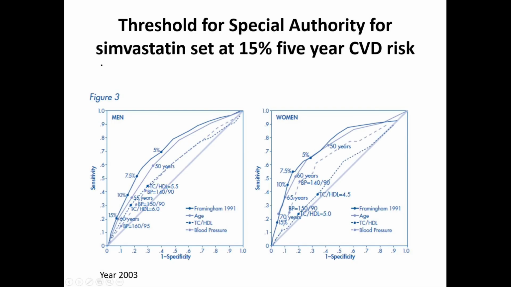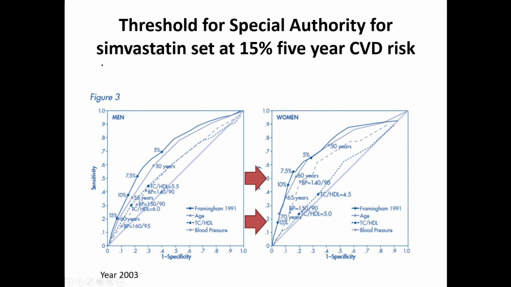So let us go back to the ROC curves, and we find that in 2003 the 15% CVD risk threshold would have a sensitivity of just around 20% in women. Now, if this threshold had been set at 7.5%, then our sensitivity would have been close to 50% and the specificity would have dropped. This group that has a risk between 10% and 15% are what we now refer to as intermediate risk patients.